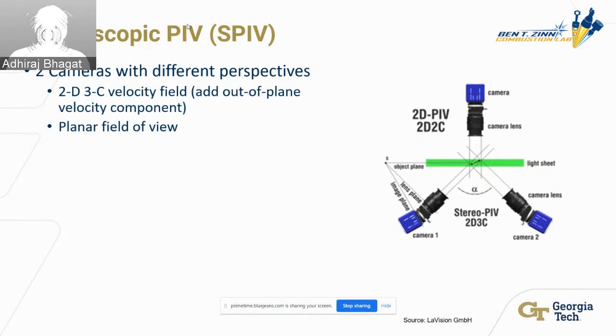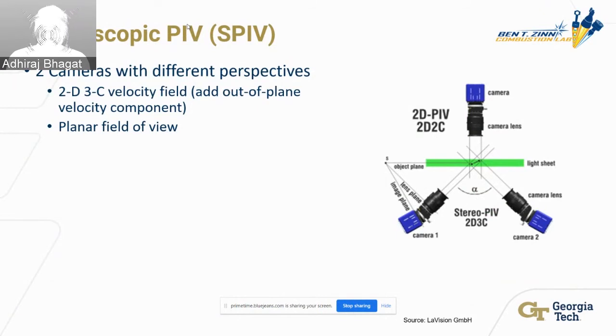And this diagram can help us understand both 2D PIV, which I mentioned in the previous slide, and 3D PIV. The camera above the laser sheet is the single camera that can give you a two-dimensional two-component velocity field, and the two cameras below together will give you a two-dimensional but three-component velocity field.